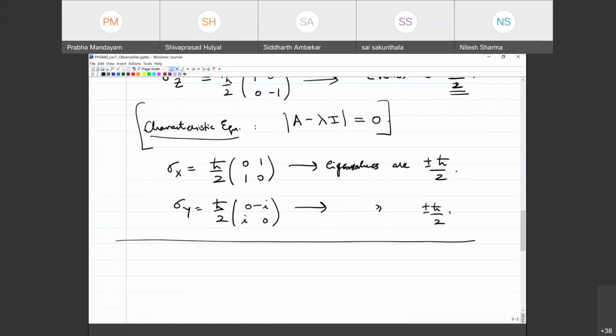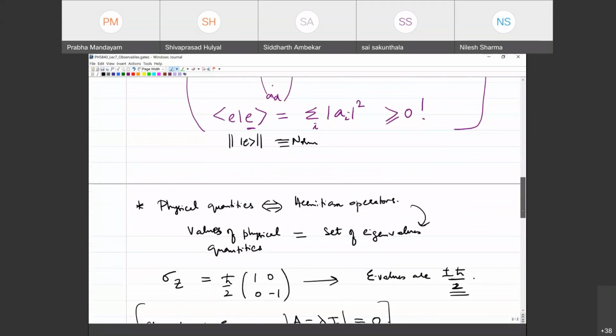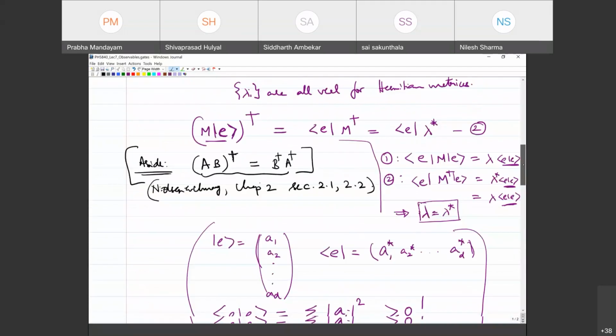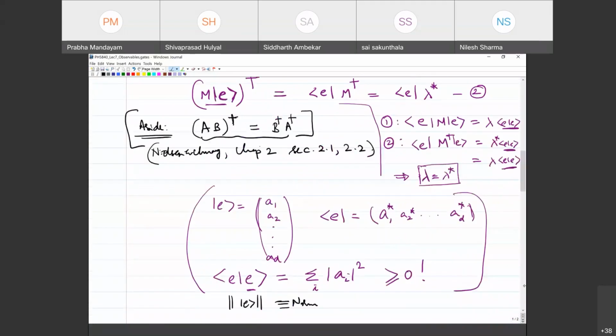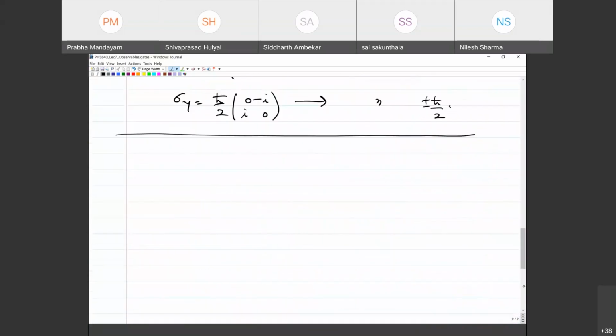That's one reason why they're all useful to characterize physical quantities, right? The second property of Hermitian matrices or observables, which we will use, is a property about eigenvectors. So those of you who already know this, who will tell me what is the property that I'm talking about?